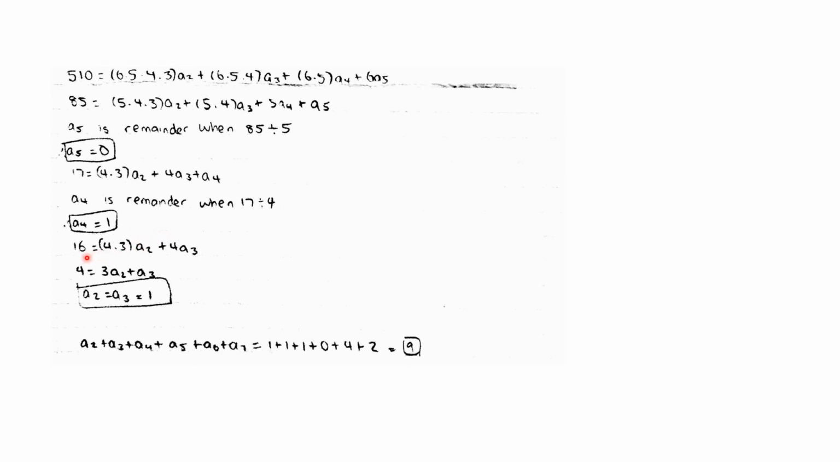And so then we subtract 1 on both sides to get 16 is equal to 4 times 3 a2 plus 4 a3. And then we divide by 4 to get 4 is equal to 3 a2 plus a3. And then if we just solve this, a2 is equal to 1 and a3 is equal to 1. So the sum of all of these is equal to 9.